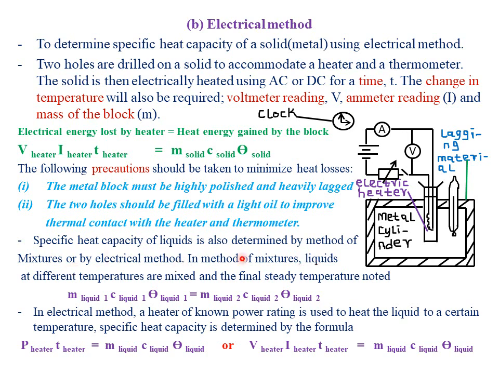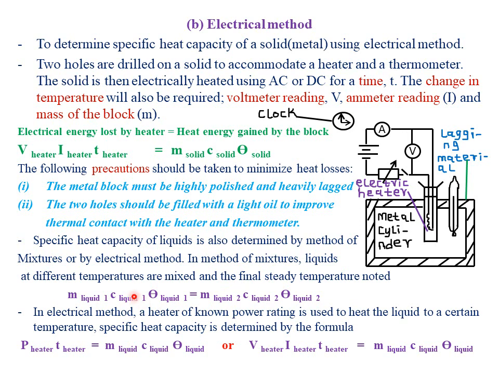Of course, in the method of mixtures, liquids at different temperatures are mixed and the final steady temperature is usually noted. So to find the specific capacity of one of the liquids, the heat lost by one of the liquids must be equal to the heat gained by the other liquid. Remember, you usually put the 2 liquids at different temperatures. One of the liquids is placed when it is hot, while the other one when it is cold. So the hotter liquid will always lose the heat, while the colder liquid will always gain the heat.